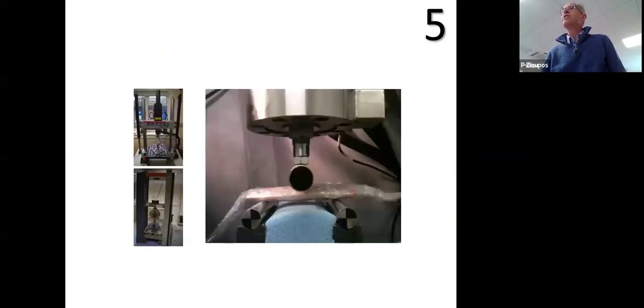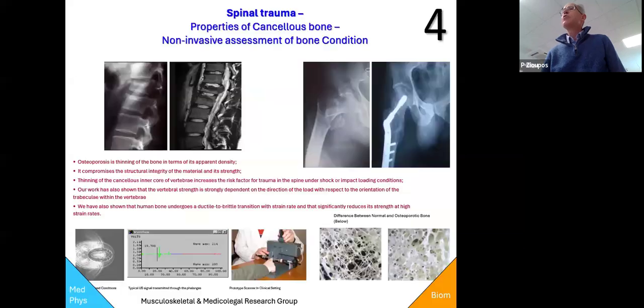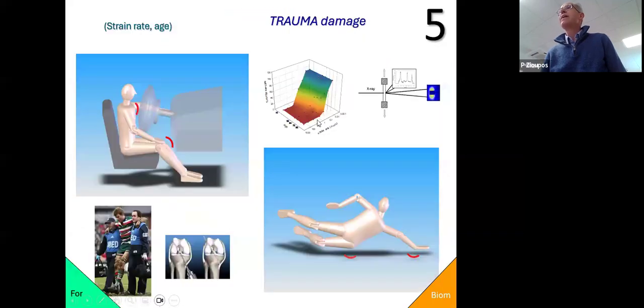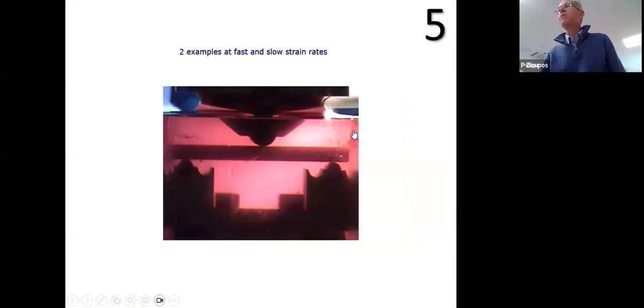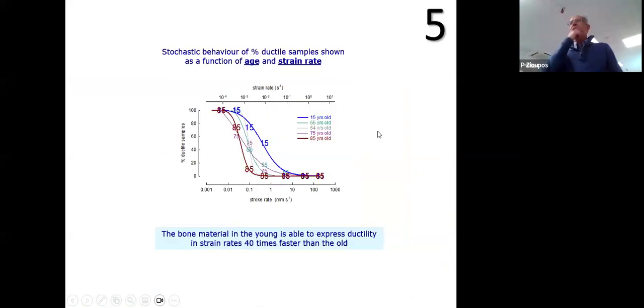If we look at the energy that's been deposited, there's this 3D diagram. So we have three factors here. One is the strain rate, the other is the age, and the third one is the ductility of the samples. You get this surface. So really, the effects are three-dimensional. They're not two-dimensional, right? That's the first point to make.